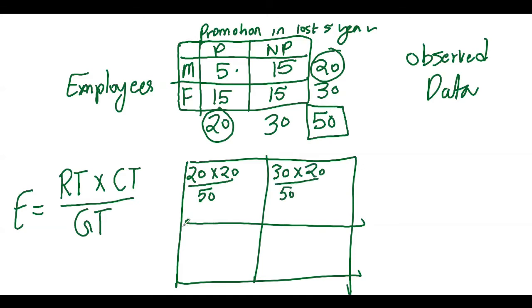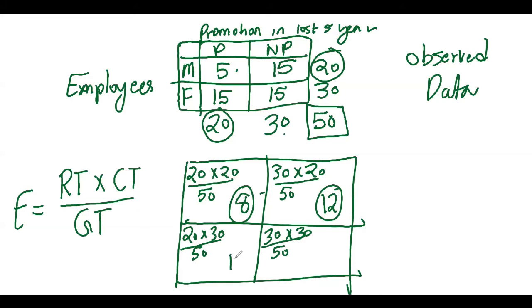So now what is the expected value here? For this 15, column total 20, row total 30. So 20 multiplied by 30 divided by 50. Similarly, for this 15, 30 multiplied by 30 divided by 50. So these are the expected values. If I calculate it, the answer I will get is 8. And here the answer is 12. Here the answer is 12. And here the answer is 18.